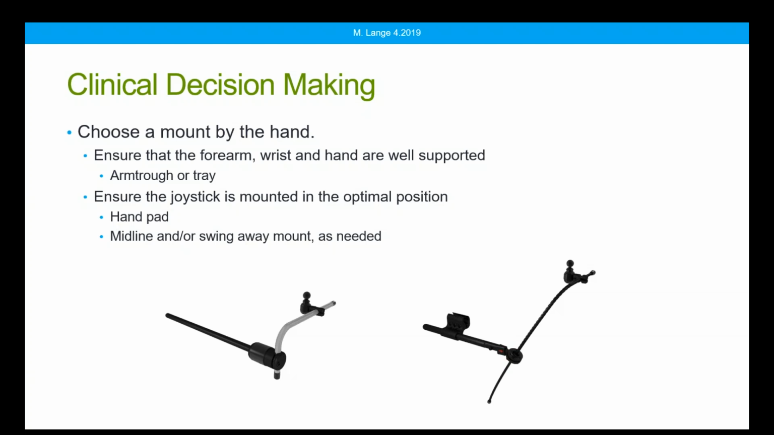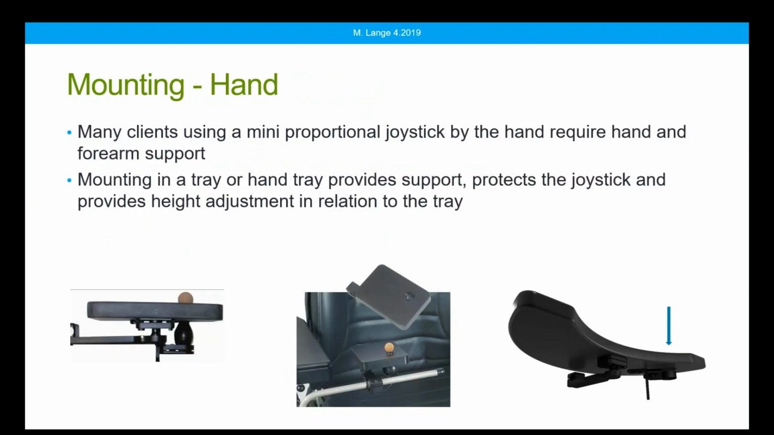We have to ensure the joystick itself is mounted in the optimal position. We can do so by utilizing a hand pad that provides some adjustment to us. We can also add in midline or swing away mounts, again, such as pictured here. I use the Stealth hand pad quite a bit with mini proportional joysticks. I use a lot of mini proportional joysticks by a finger or thumb with the clients that I work with.